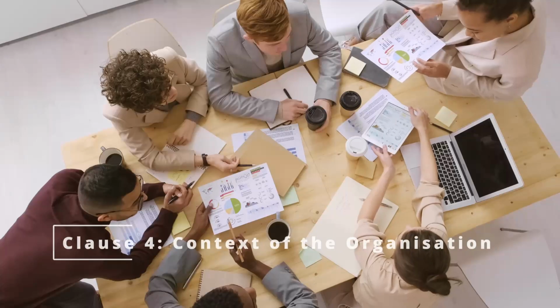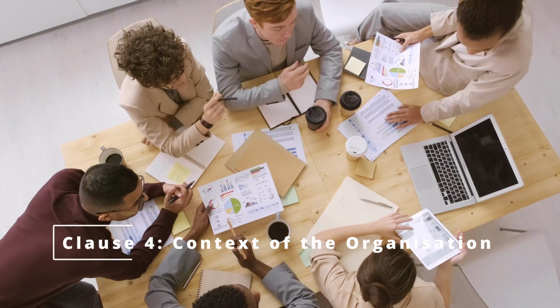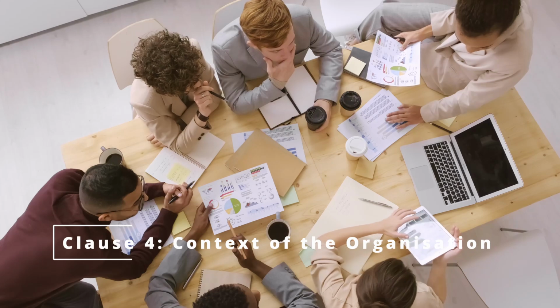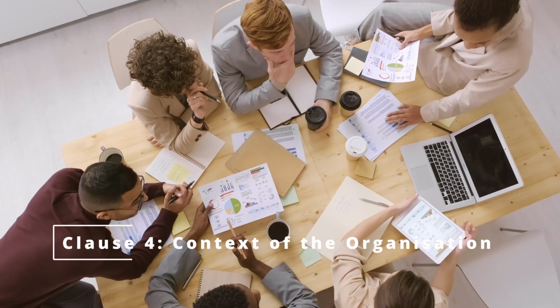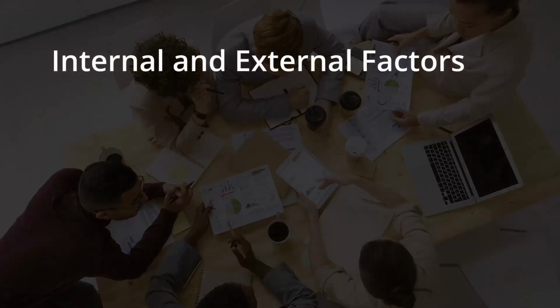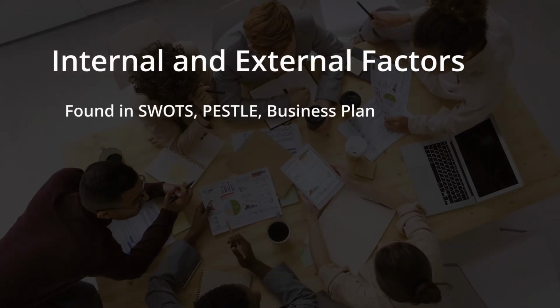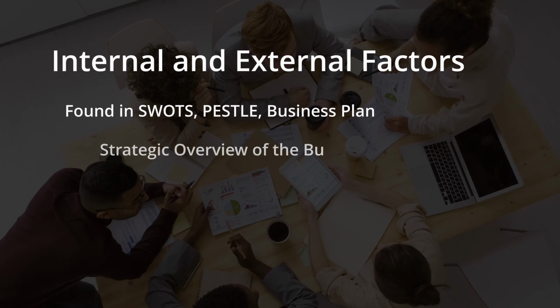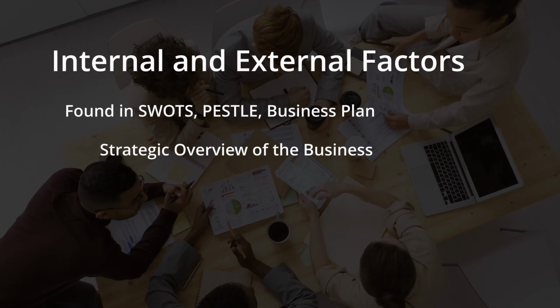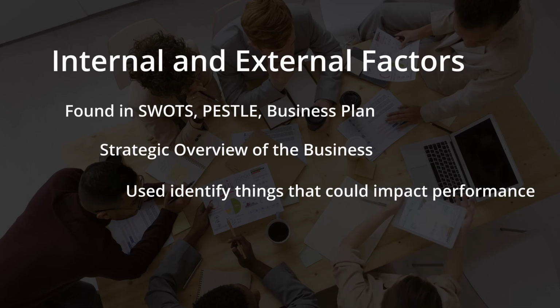So this is clause 4, the context of the organization. Now, what does that really mean? It's about understanding who we are as a business and the people we're serving. So the first thing that we need to do is look at our internal and external factors. Now, you most commonly find these within SWOT or PESTLs or even business plans overall. But this is sort of a strategic overview, looking at the things inside the business and the things outside the business that might impact the performance.